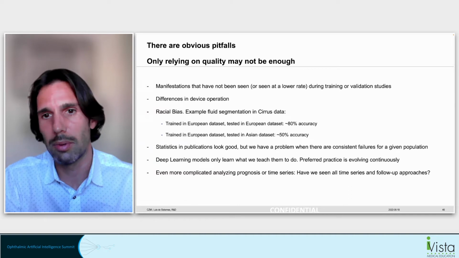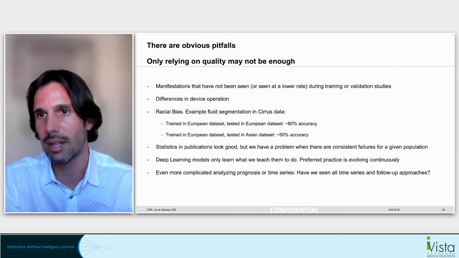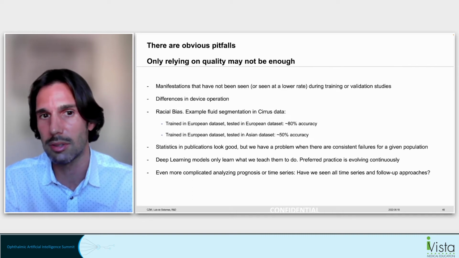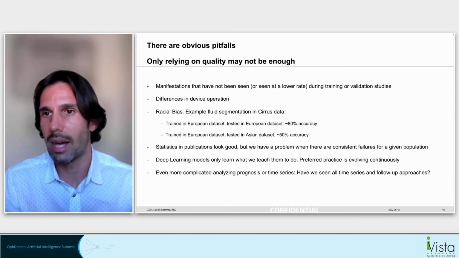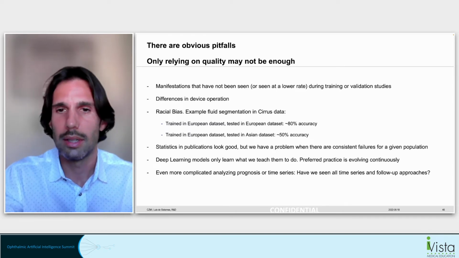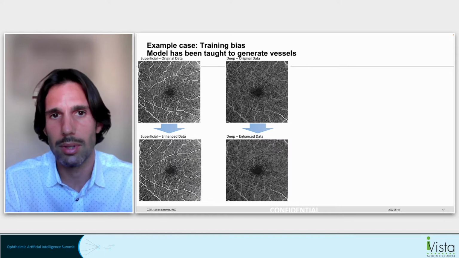There's also a different problem: the imaging devices keep evolving continuously. So we cannot have a model right now that we can be sure is going to work in the future. And we cannot just rely on image quality to give us an idea that the model will or will not work.